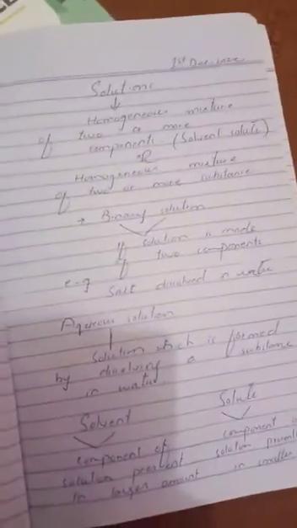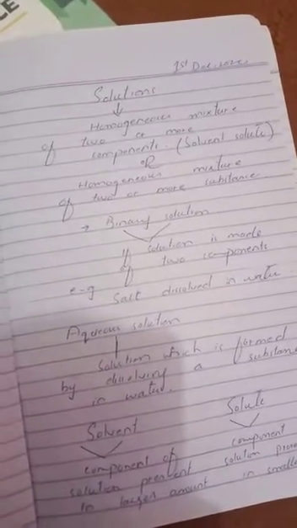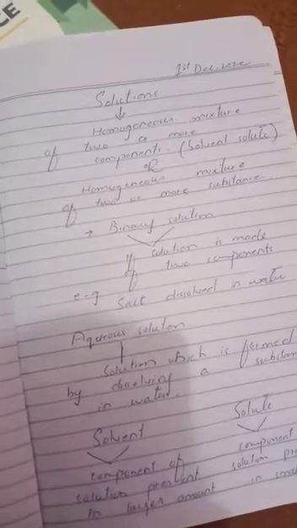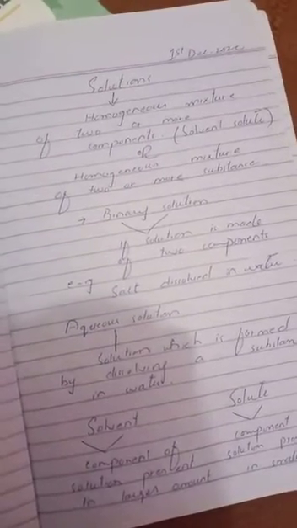Solutions are homogeneous mixtures of two or more components, solvent and solute. What is a solution? A solution is a homogeneous mixture of two or more components. Right? A homogeneous mixture of two or more components is called a solution.